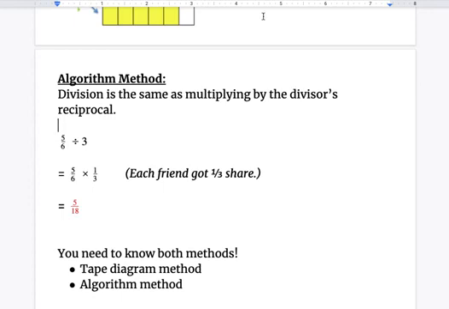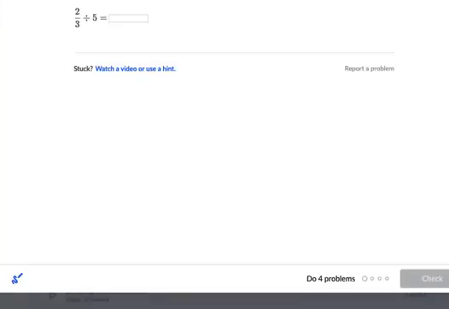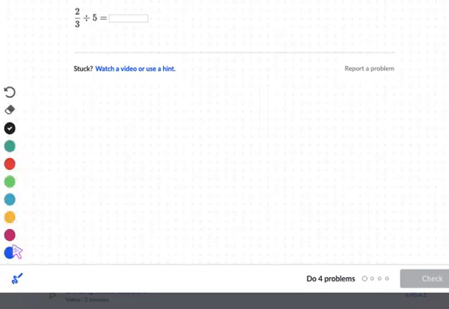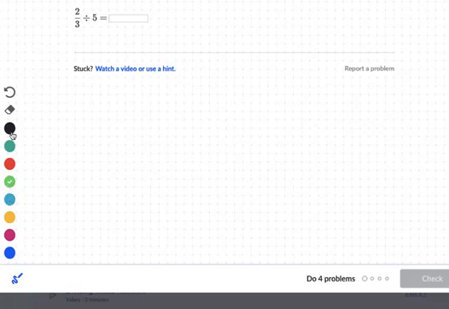Let's go through an example on Khan Academy. So here's an example on Khan Academy, 2/3 divided by 5. Go ahead and pause the video and see if you can solve this using both of the methods in your notebook. Okay, so we have 2/3 divided by 5. I'm going to first go through with the tape diagram method.